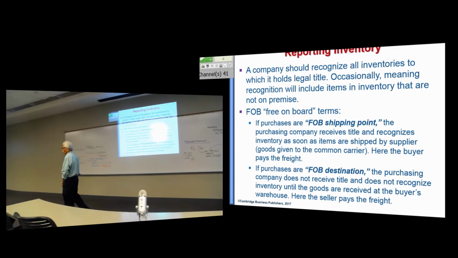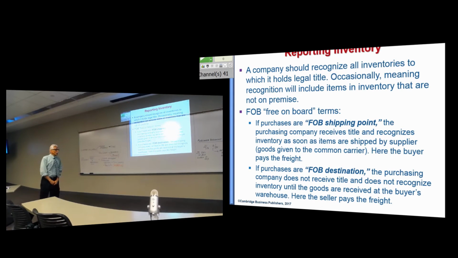The FOB means free on board. FOB shipping point means that as soon as the items are handed over to the common carrier. So for example, you're buying something from me. Out in my loading dock, FedEx truck pulls up. They pick up the items. At that point, if it's FOB shipping point, I'm off the hook. I sold the goods. It's now your inventory. You have legal title, and you pay the freight.